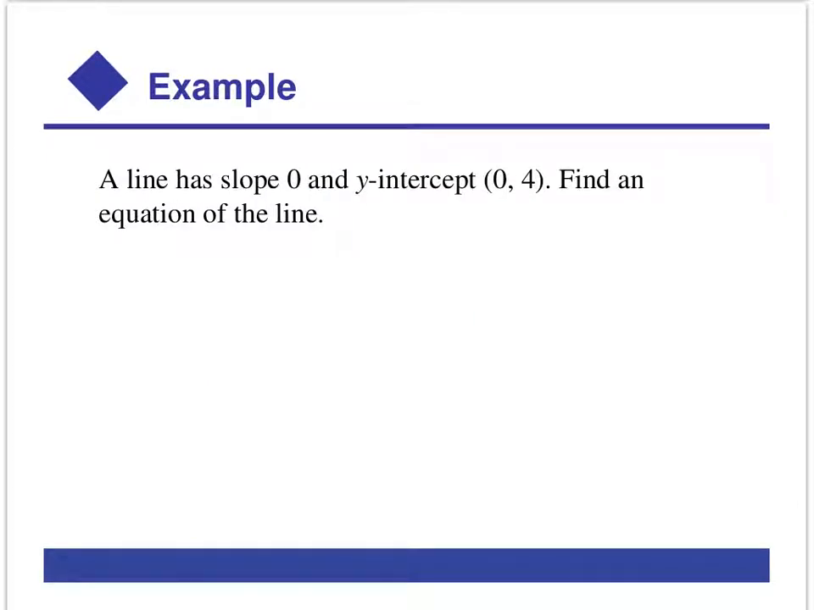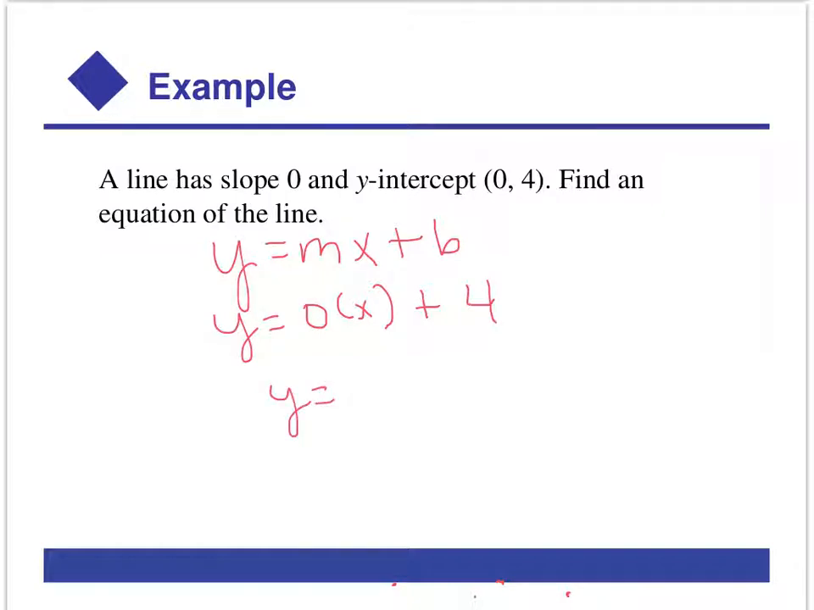Now the next one says a line has a slope of 0 and a y-intercept of 4. That's where it's going to be on the point. So it says to find the equation of a line. Again, we're going to just substitute in like we've been doing. So y equals, what was our slope? 0 times x, and our intercept was at 4. So simply it's going to equal y equals 4.